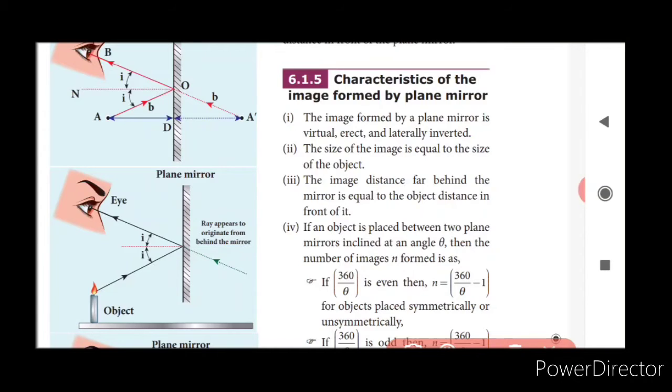We have started 6.1, that is called optics. Now we're going to learn about the characteristics of image formation by the plane mirror. You know very well about the plane mirror. Look at the picture. We have the plane mirror here.